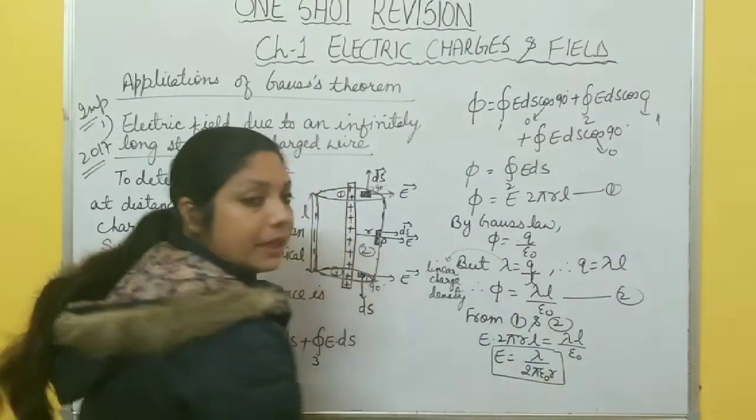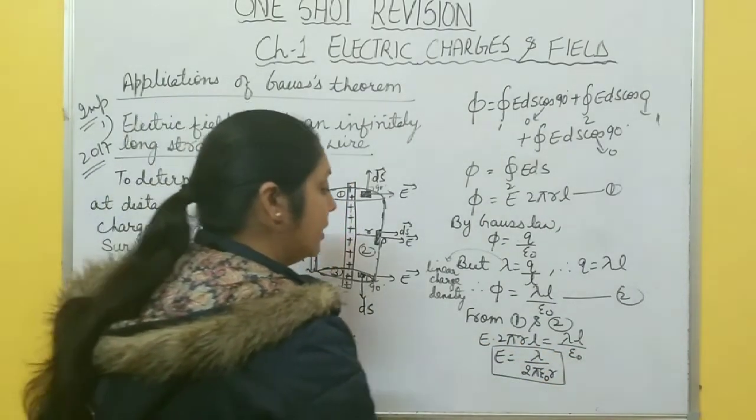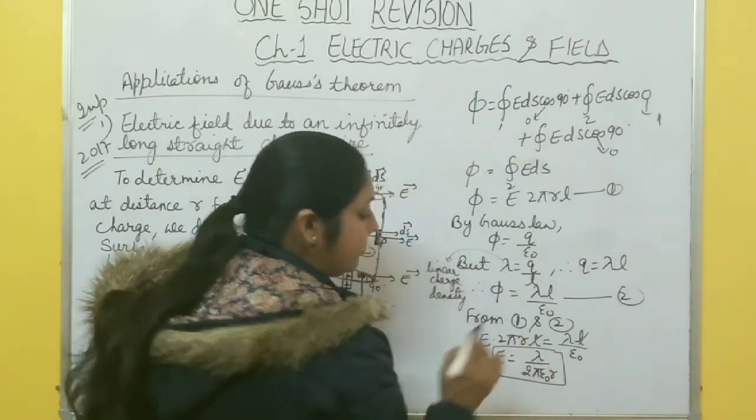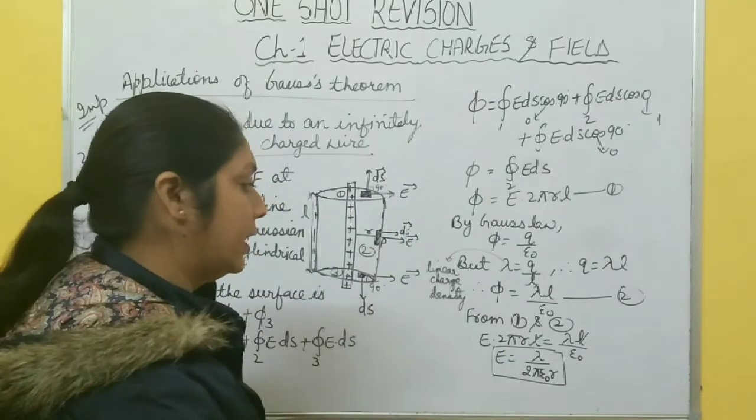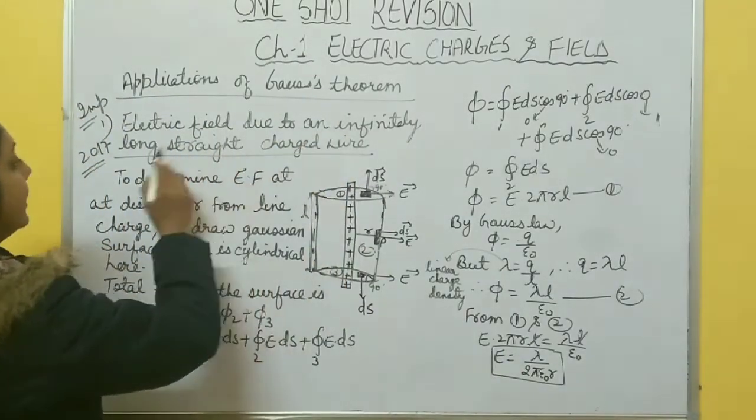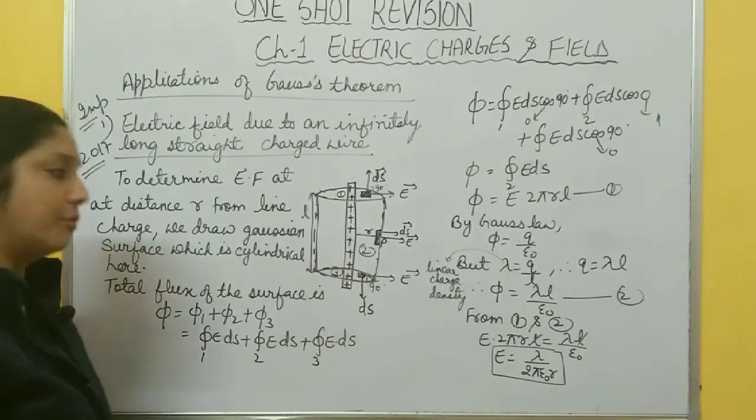And then from 1 and 2 you get E into 2 pi RL equal to lambda L by epsilon naught, and then E equals, L cancels, lambda by 2 pi epsilon naught R. This is the total electric field due to an infinitely long straight charged wire.